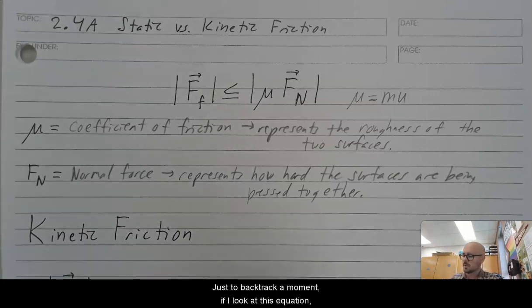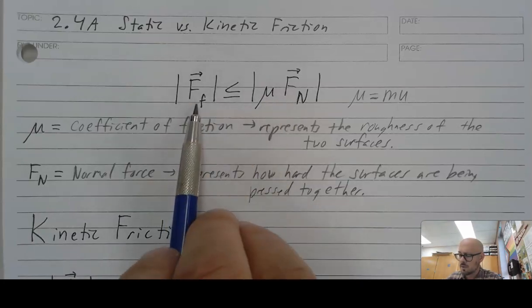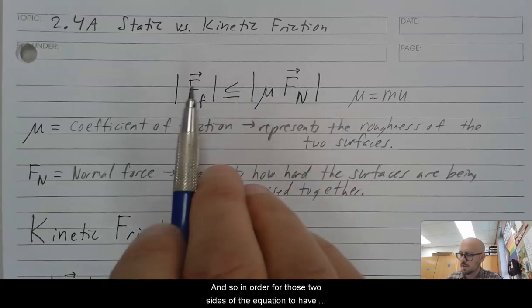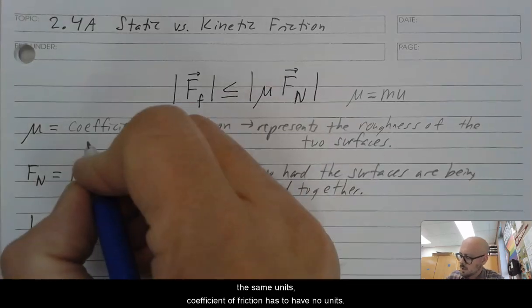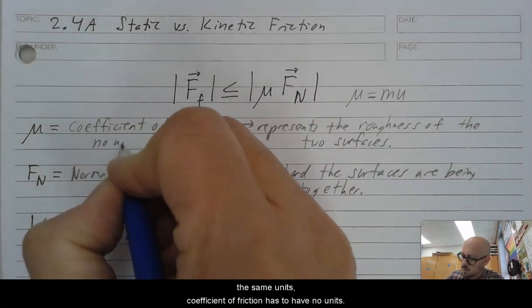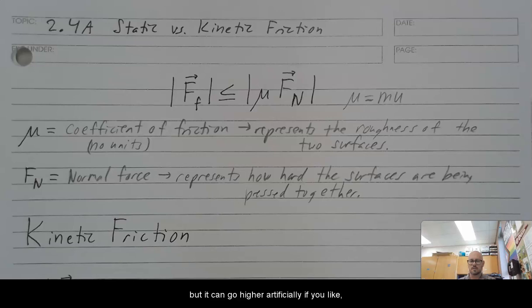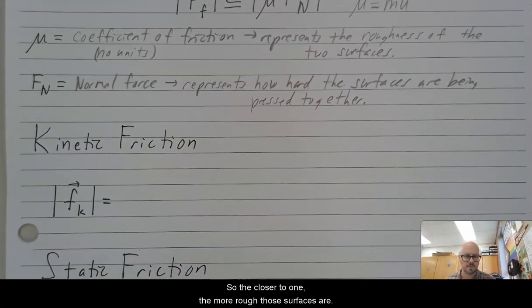And each variable in that friction equation represents one of those things. Just to backtrack a moment, if I look at this equation, the units on either side have to be the same. Newtons is the unit for friction, newtons is the unit for normal force, and so in order for those two sides of the equation to have the same units, coefficient of friction has to have no units. So it's just a number. It's typically a number between 0 and 1, but it can go higher artificially if you modify surfaces in specific ways. That represents the roughness. So the closer to 1, the more rough those surfaces are.